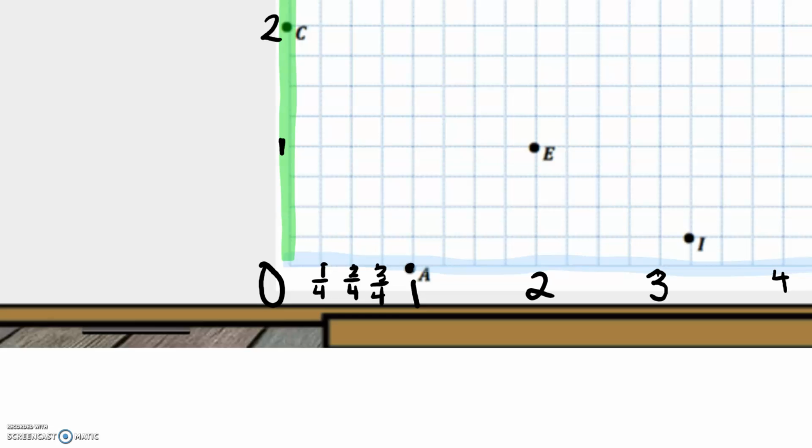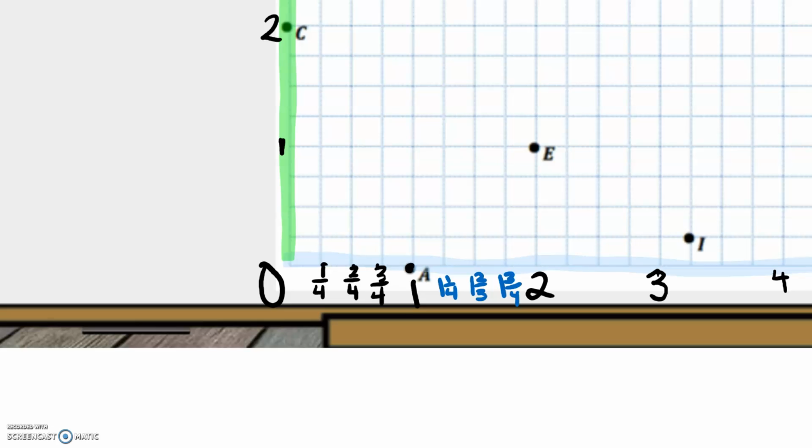So now between 1 and 2, those numbers should be 1 and 1/4, 1 and 2/4, 1 and 3/4, and then 1 and 4/4 is the same thing as 1 plus 1, which is equal to 2. And then we're going to use that same thinking all along the x-axis.